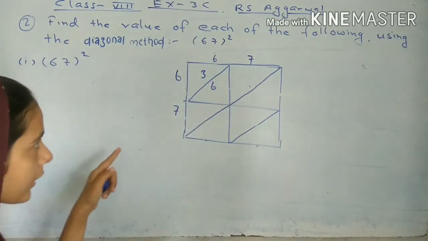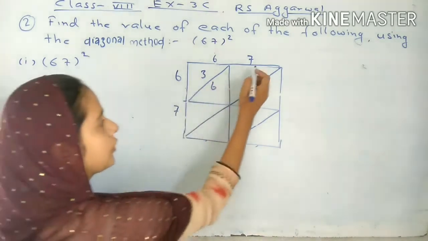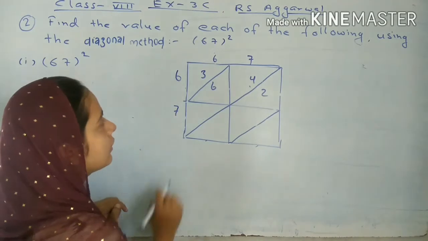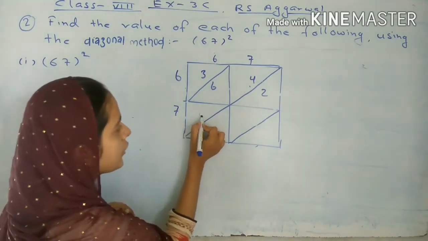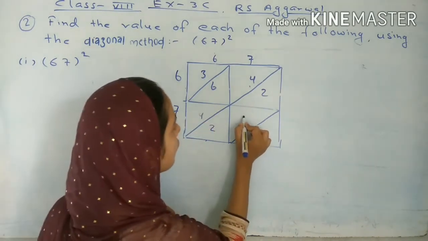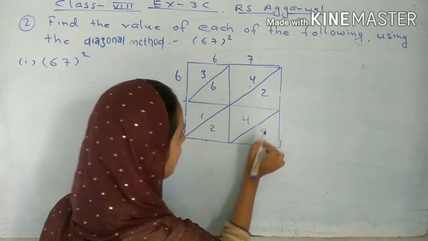So we will multiply from the left side. So 6 7s are 42, so 4 here and 2 will go below. And 7 6s are 42, so 4 here and 2 we will write below. And 7 7s are 49, so 4 here and below we will write 9.